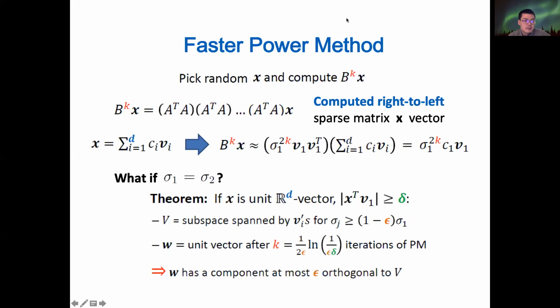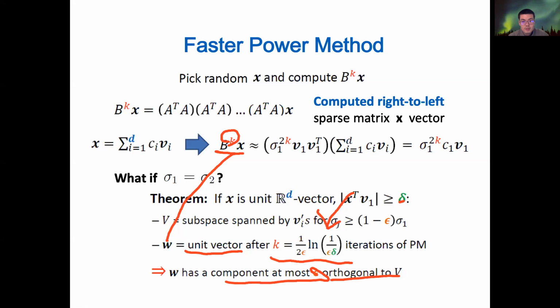And even if this is the case, what we can do is, let me see how to say this. Remember this is a vector. We can write it as W after we take the unit vector, we normalize. If we do so many iterations, this K, we multiply B on the right-hand side, right multiply the vector, B, K times, so many times. Then what we will have is that W has a component of at most epsilon or something.